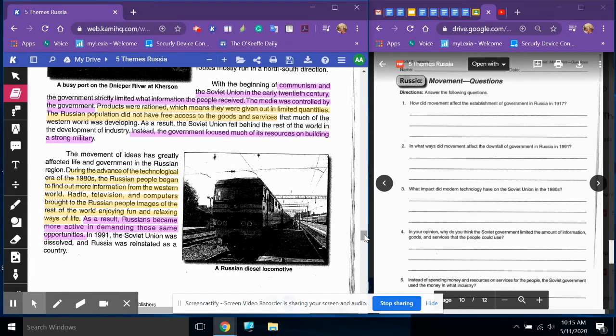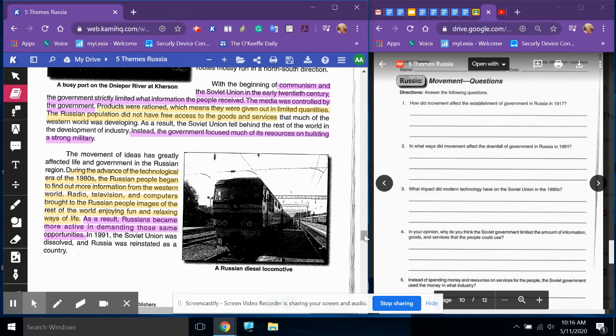With the beginning of communism and the Soviet Union in the early 20th century, the government strictly limited what information the people received. The media was controlled by the government. Products were rationed, which means they were given out in limited quantities. The Russian population did not have free access to the goods and services that much of the Western world was developing. As a result, the Soviet Union fell behind the rest of the world in the development of industry. Instead, the government focused much of its resources on building a strong military.